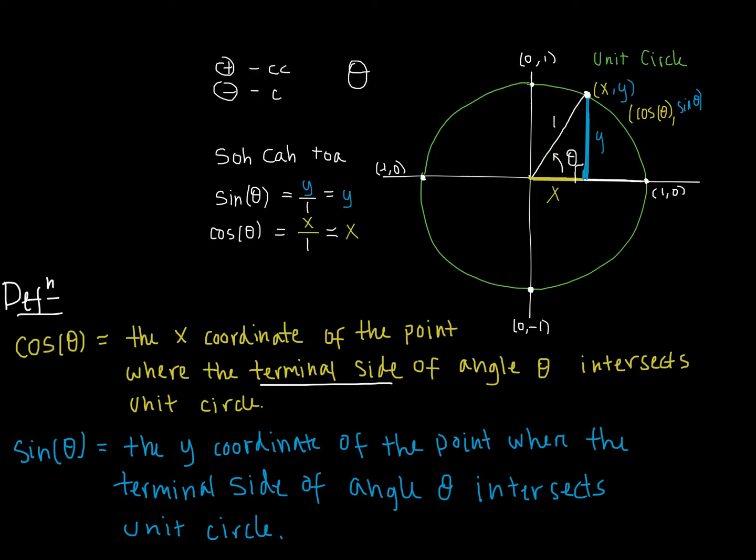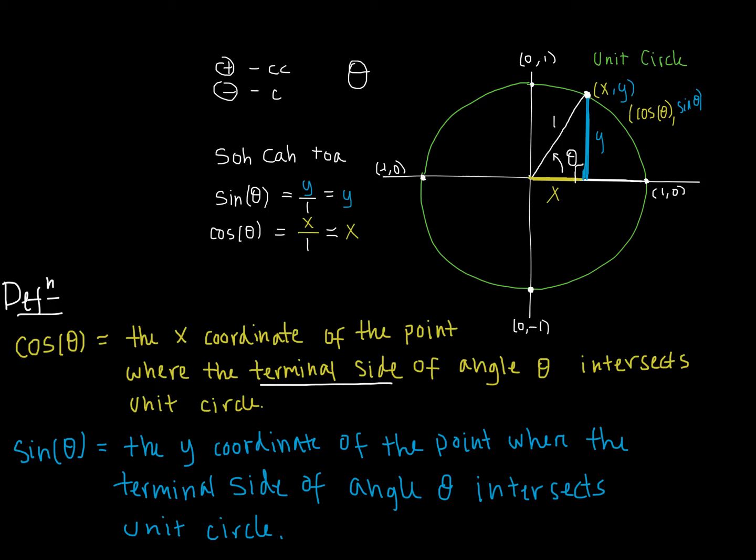Here's this angle theta, and where it intersects the unit circle is this point, and the x-coordinate is the cosine of that angle. The sine of theta is the y-coordinate of the point where the terminal side of my angle intersects the unit circle. Sine and cosine are values that repeat themselves. The cosine, the x value, repeats as we go around the unit circle, and the sine repeats as well, which gives us that periodic function.